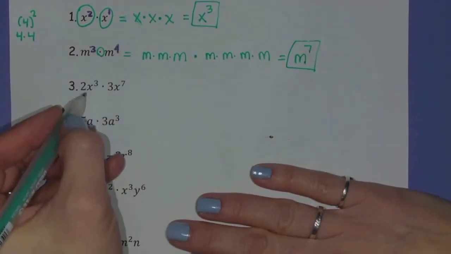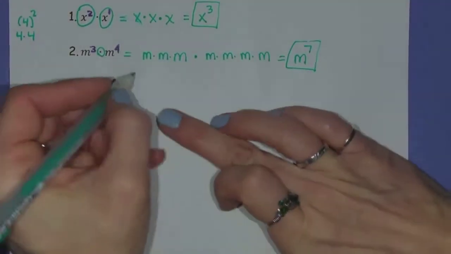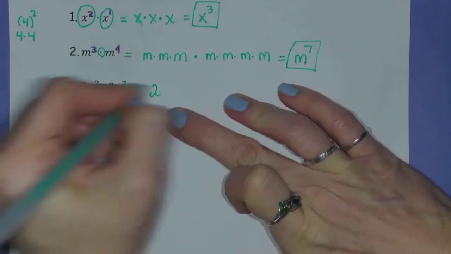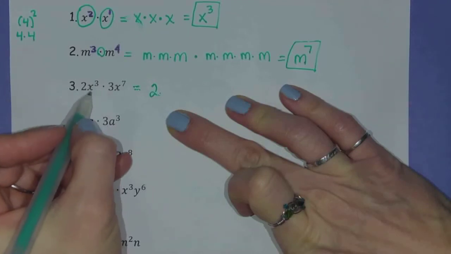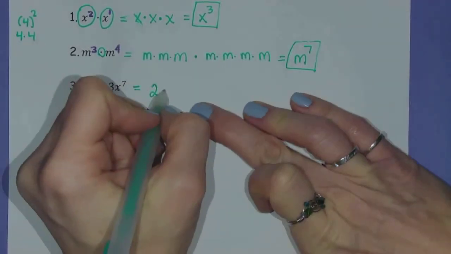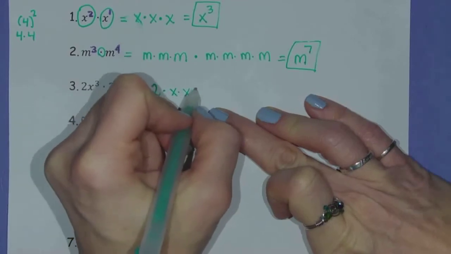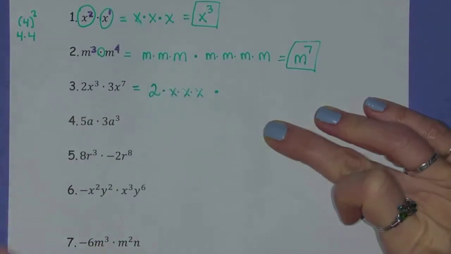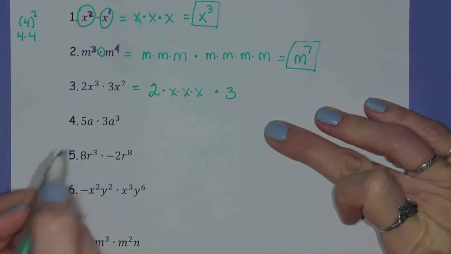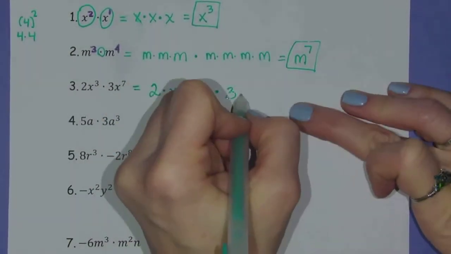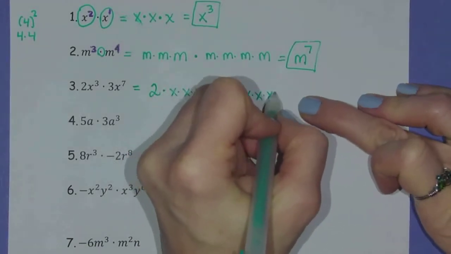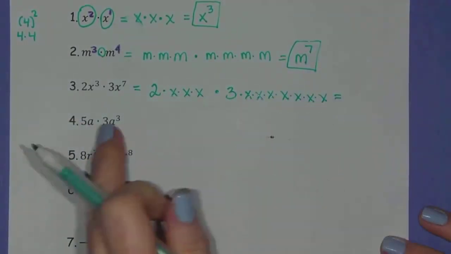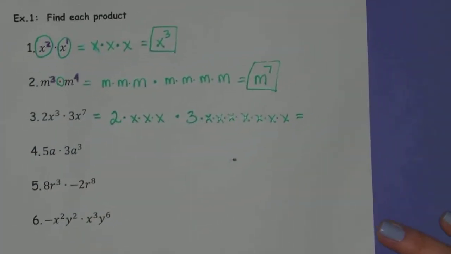Okay, here's number 3. 2x to the third times 3x to the 7th. So here we go. A 2 is a 2, so I'm just going to write 2. But next to the 2, I've got 3 x's. So it's 2 times x times x times x. Then this multiplication sign, and then I have a 3. And behind that, I've got 7 x's. So 1, 2, 3, 4, 5, 6, 7. So I broke it down. That's the breakdown. Now I'm going to build it back up.